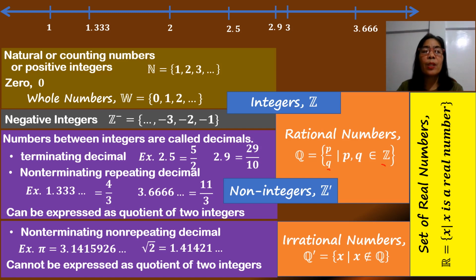So all numbers between integers are decimal numbers, and these decimal numbers can either be terminating or non-terminating repeating decimals, which can be expressed as a quotient of two integers, or non-terminating, non-repeating decimals, which we call irrational numbers.